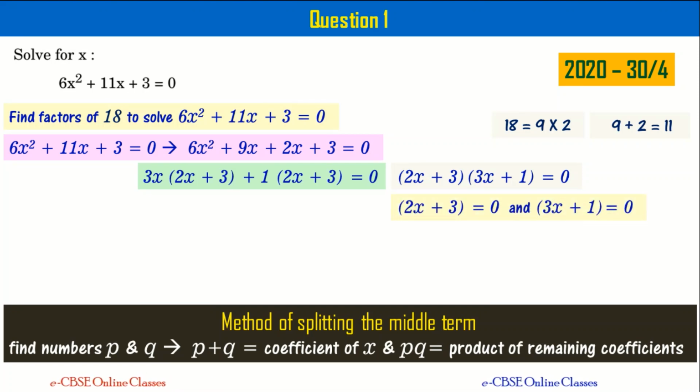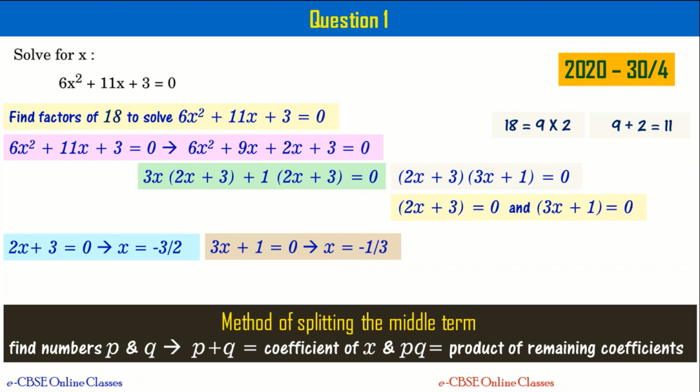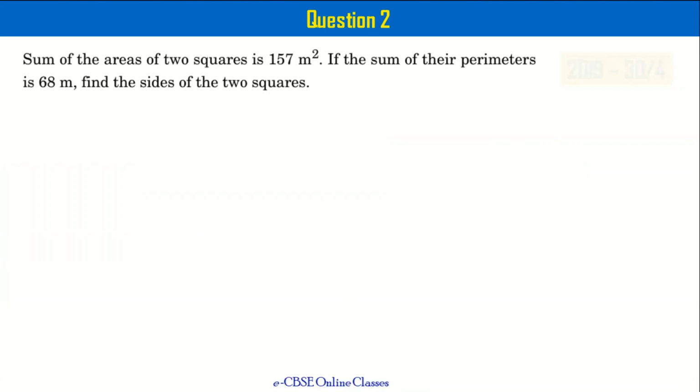It means that this particular equation holds true when 2x plus 3 equal to 0 or 3x plus 1 equal to 0. If 2x plus 3 equal to 0, then x is going to be minus 3 by 2. If 3x plus 1 equal to 0, then x is going to be minus 1 by 3, right? So now we can say that minus 3 by 2 and minus 1 by 3 are the roots of the given equation 6x squared plus 11x plus 3 equal to 0. Let's go to the next question.